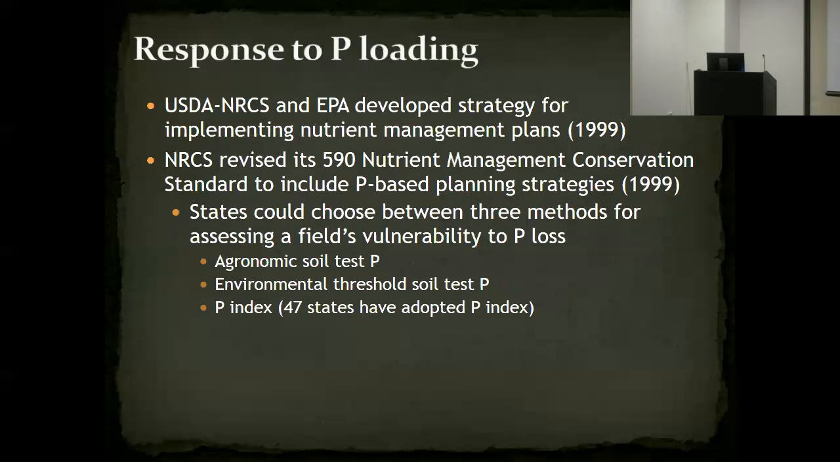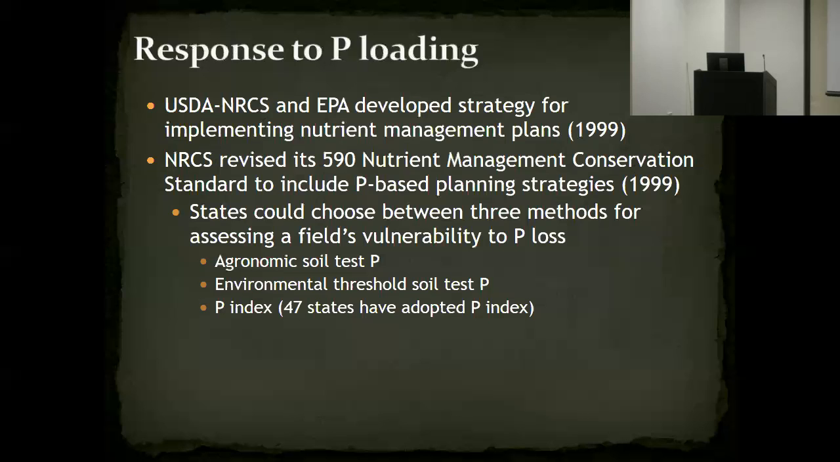What are you going to do with all your manure? Because as I was showing you before, we're talking levels of 30, 40, 50 parts per million, and we know it's not uncommon here in Kentucky to find soils at 200, 300, 400 or above. You can have an environmental threshold soil test P, where it's some multiple of the agronomic soil test P, the critical level, or a tool, a model that's called the Phosphorus Index.